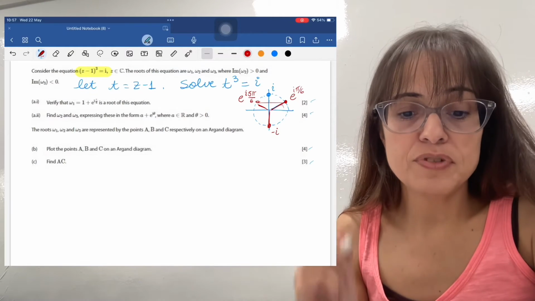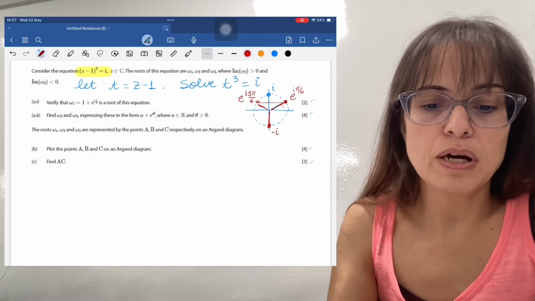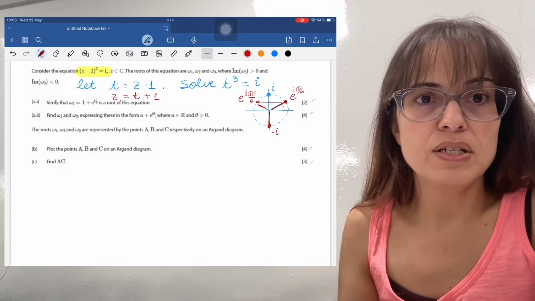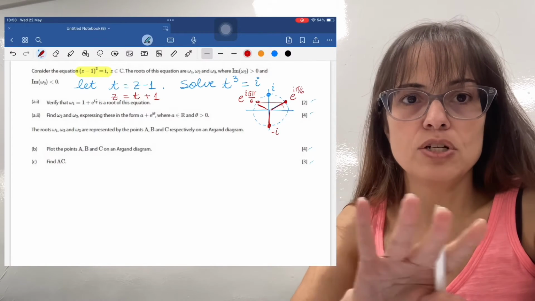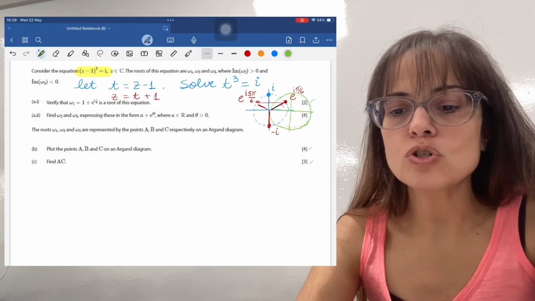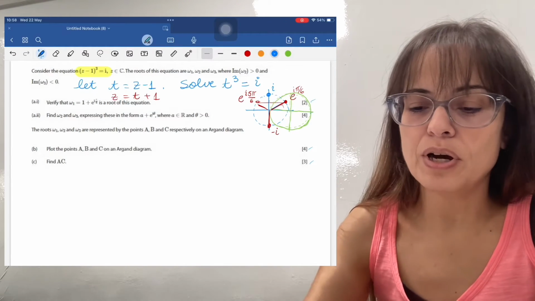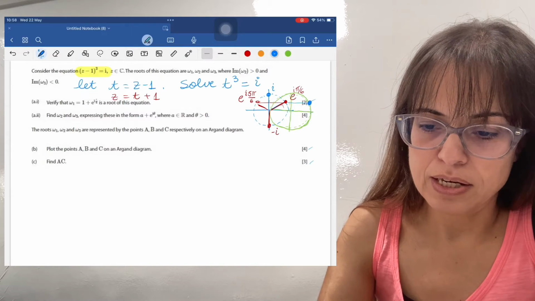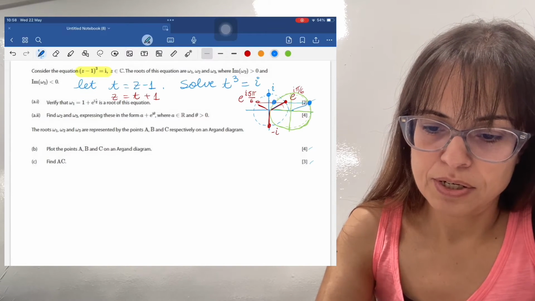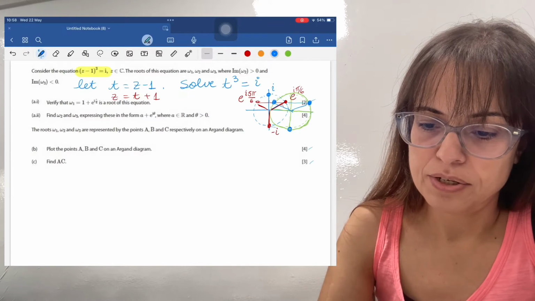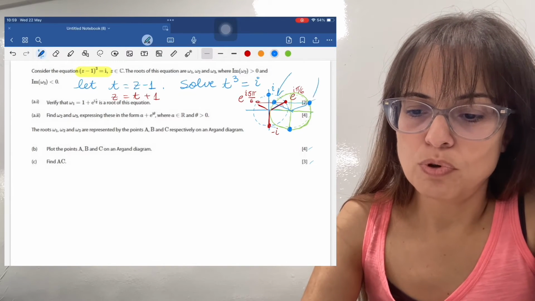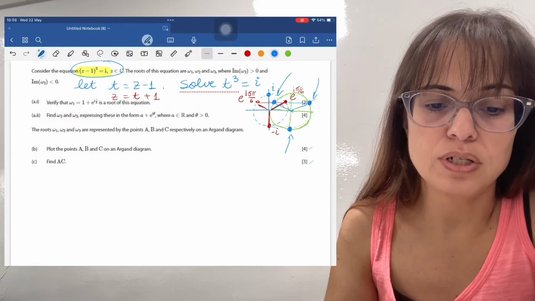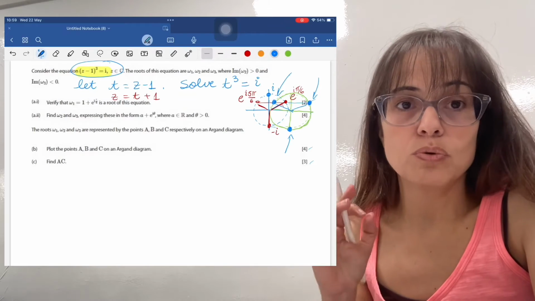But these are values of t, and t was z minus 1. So the values of z were t plus 1, which means that I need to take these 3 red points and shift them 1 to the right. So I shifted the whole unit circle here to the right, and I drew it in green. And now I'm going to bring my points here, here, and here. So these 3 blue points are the solutions to my original equation, (z minus 1) to the power of 3 is equal to i.